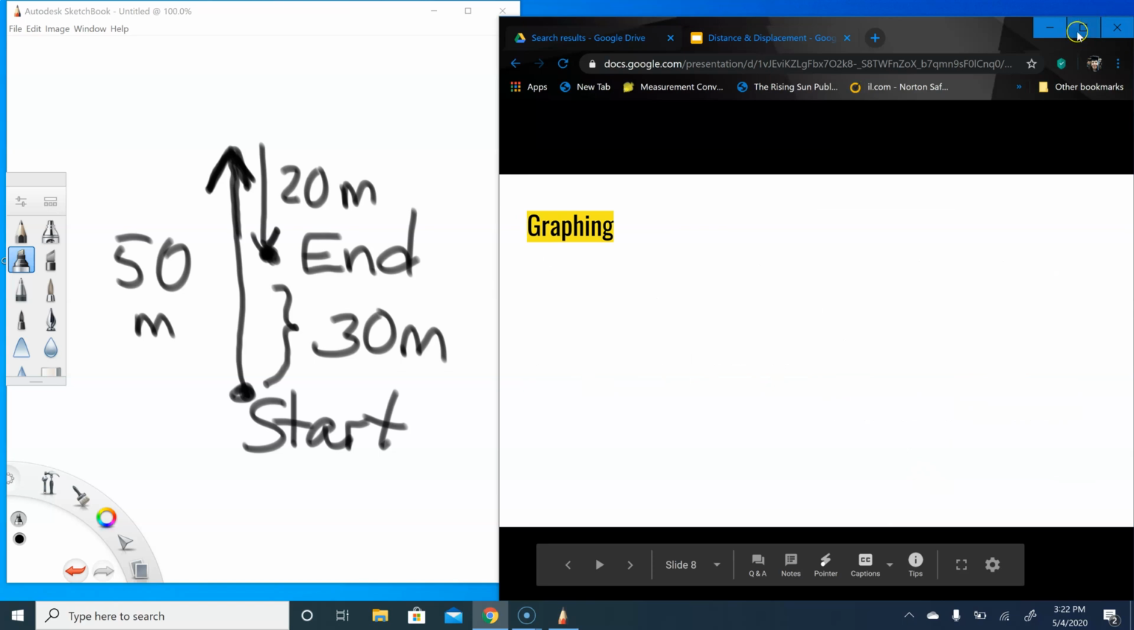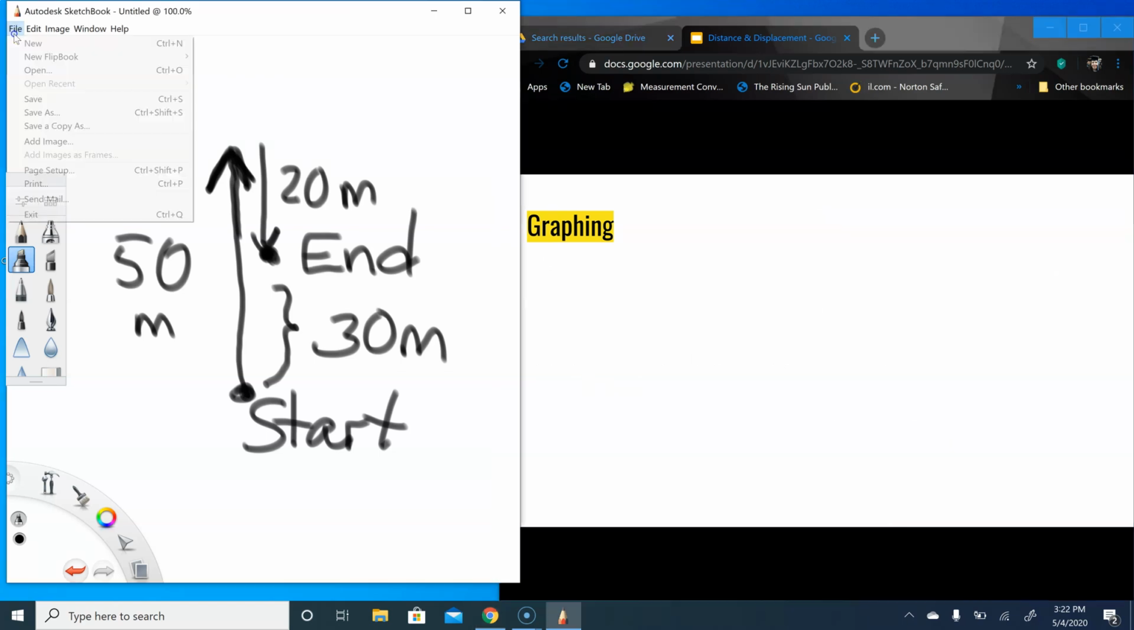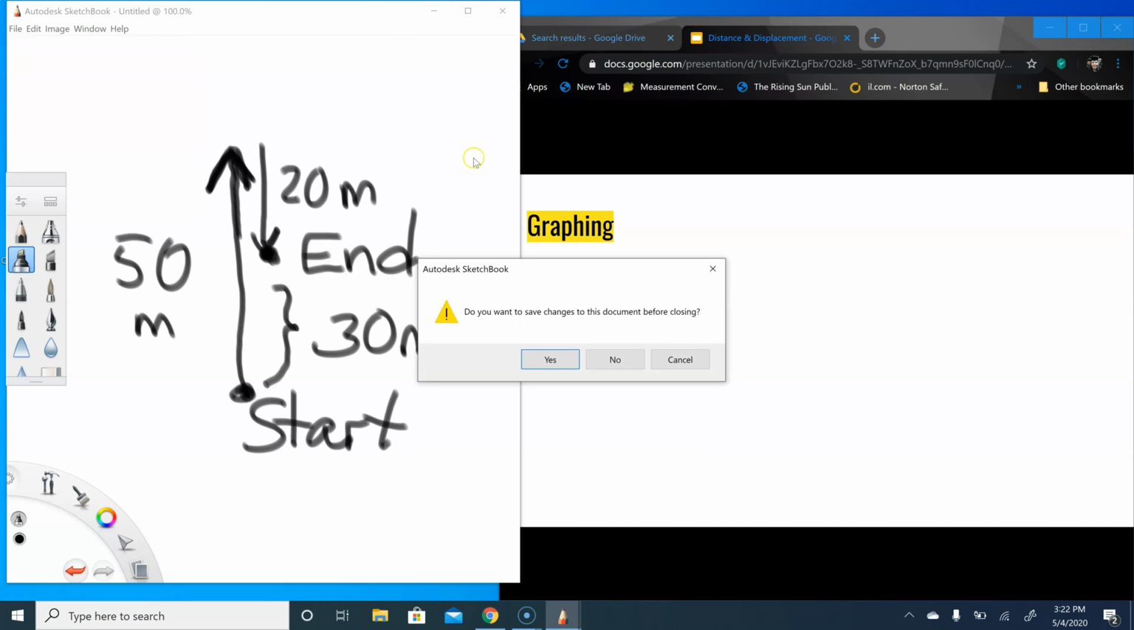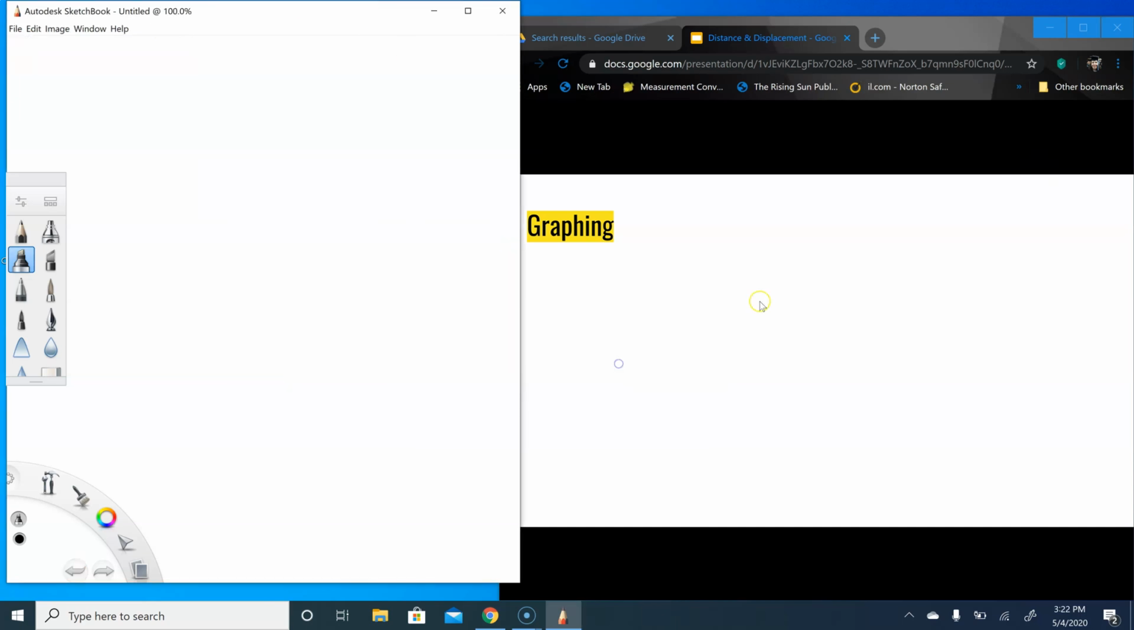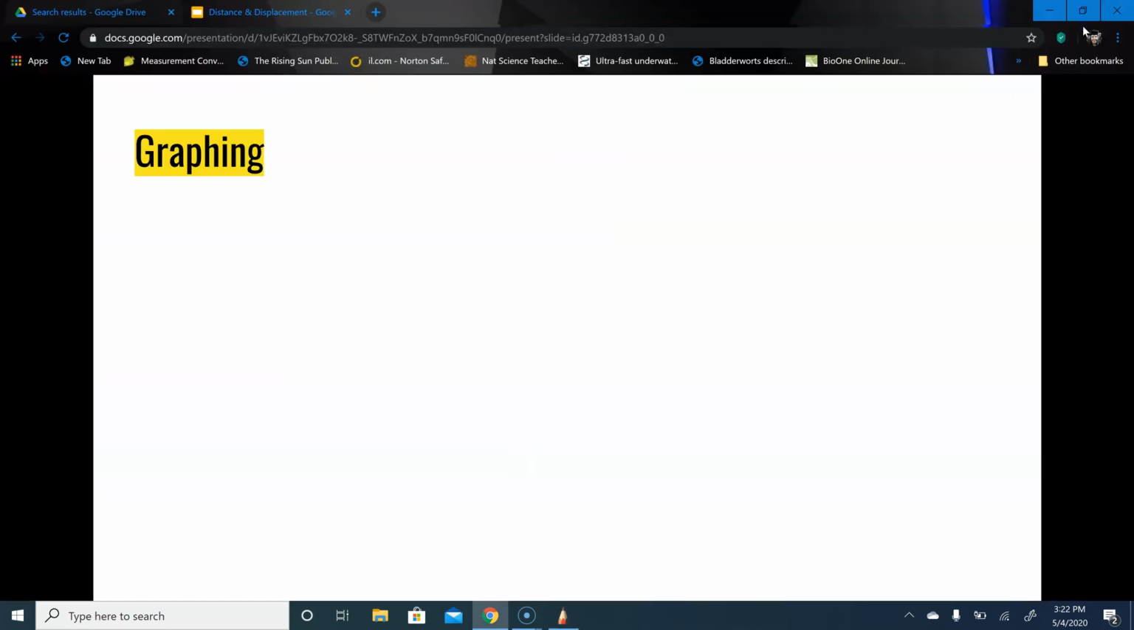Alrighty. So let's go ahead. Let me close that. So when we talk about things like distance, displacement, speed, we'll look at velocity and acceleration tomorrow. We'll also go into acceleration on Wednesday. What exactly does scalar and vector mean?